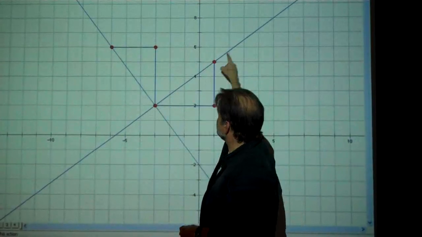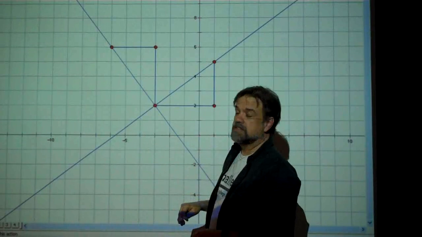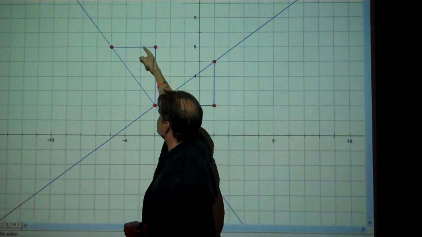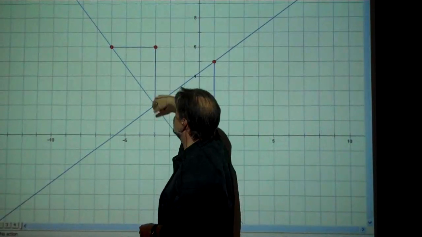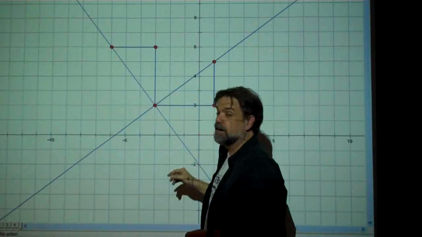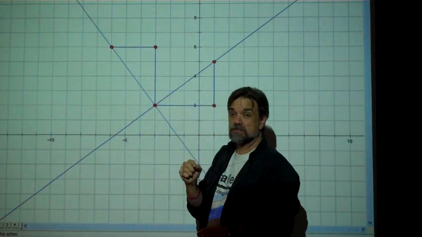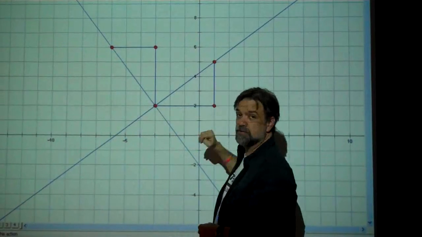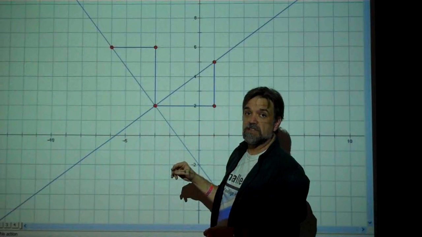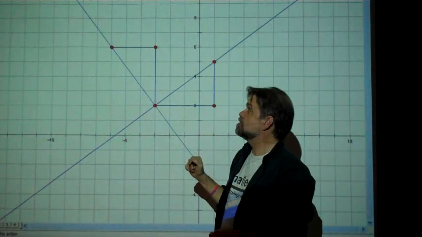So whereas my original line had a slope of 3/4, for this line the difference in the y's is 4, and the difference in the x's is 3, and moreover, it's going down now. So this line has a slope of -4/3. This one, 3/4. This one, -4/3. So what we get is a line that has a slope that is the negative reciprocal of that first line.